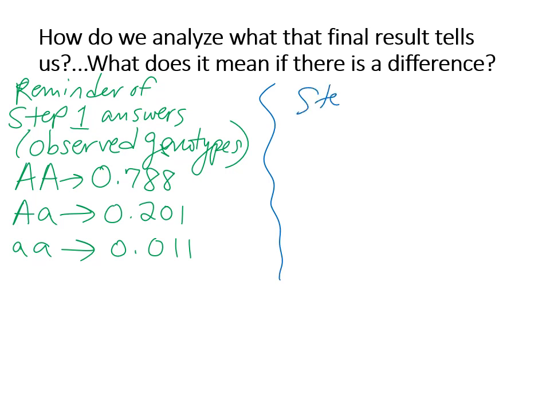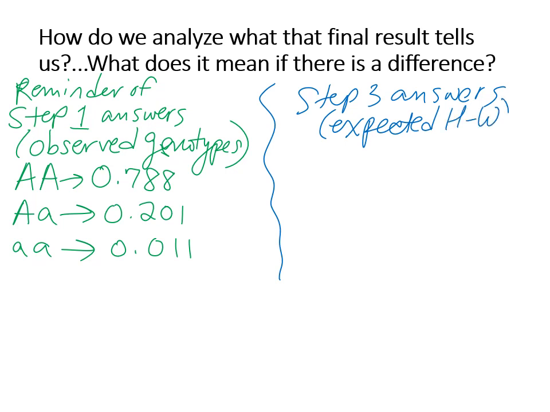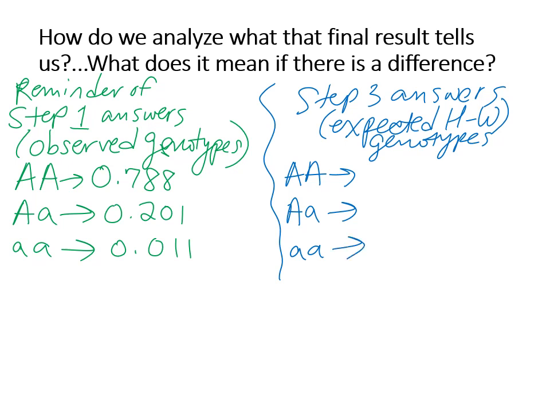We then, in step 3, had answers that were our expected Hardy-Weinberg genotypes. Okay, and we're going to go capital A again, heterozygous and homozygous recessive. And in our expected, we calculated 0.792, 0.196, and 0.012.